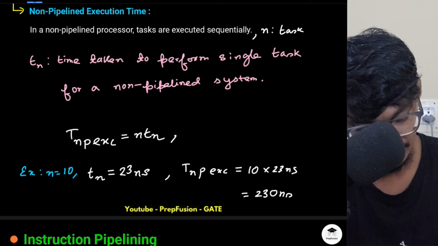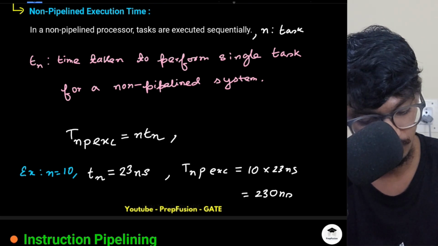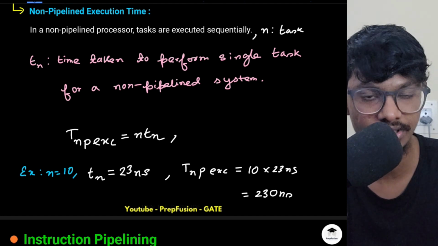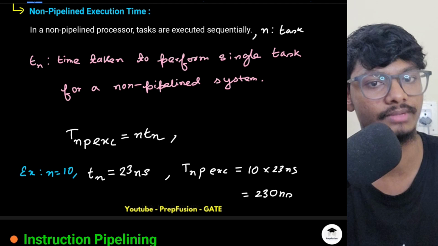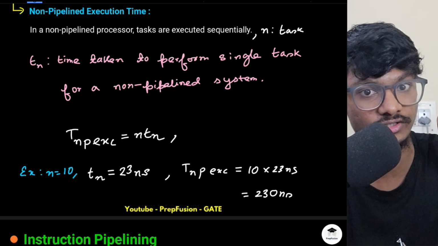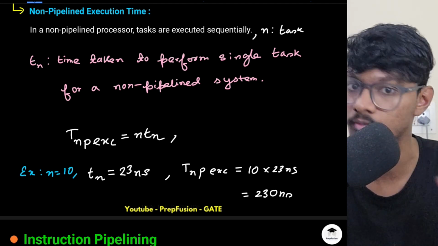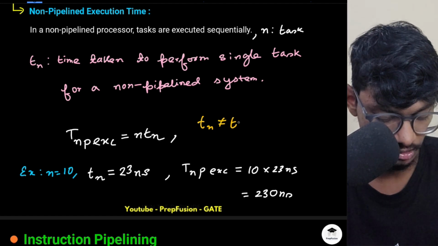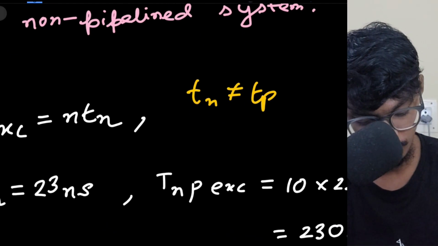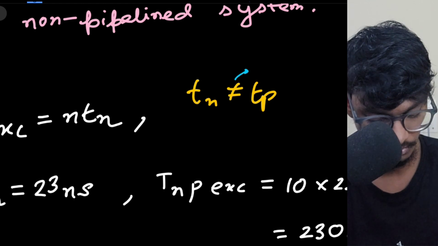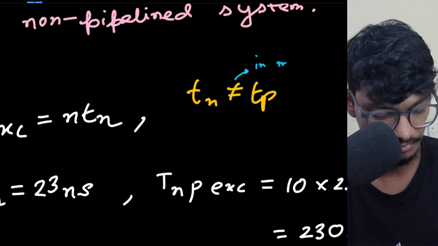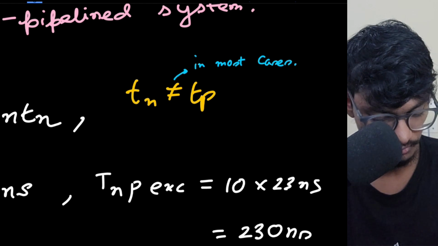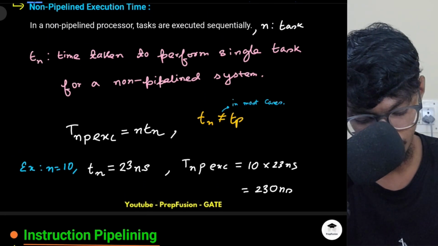It is not necessarily true that my Tn will always be equal to Tp. As we move along the subject, you will understand that sometimes Tn is equal to Tp, and that is where the confusion arises. The Tn will always be equal to Tp? No, it will not always be equal to Tp. Tn is not equal to Tp in most cases. Sometimes they will be, but in most cases they will not be equal. Okay, so I hope you have understood the difference.